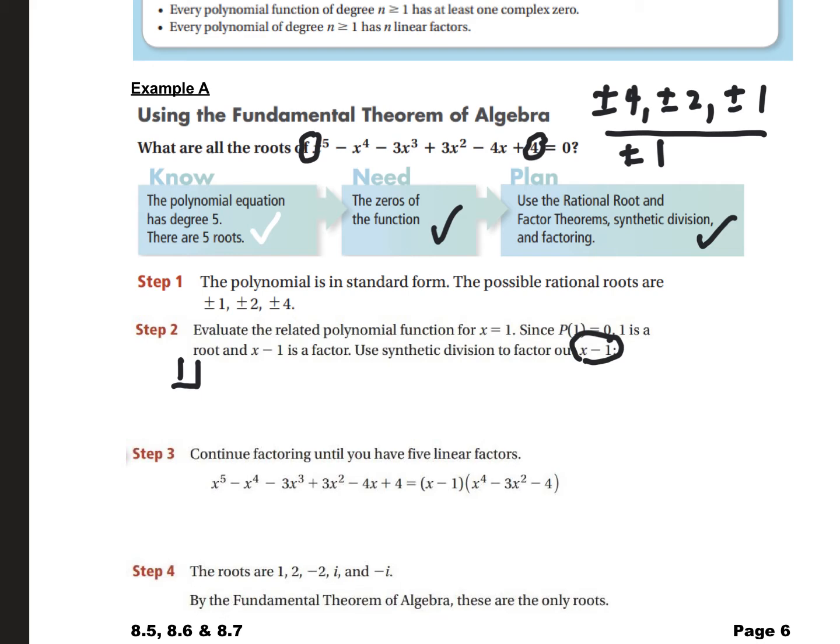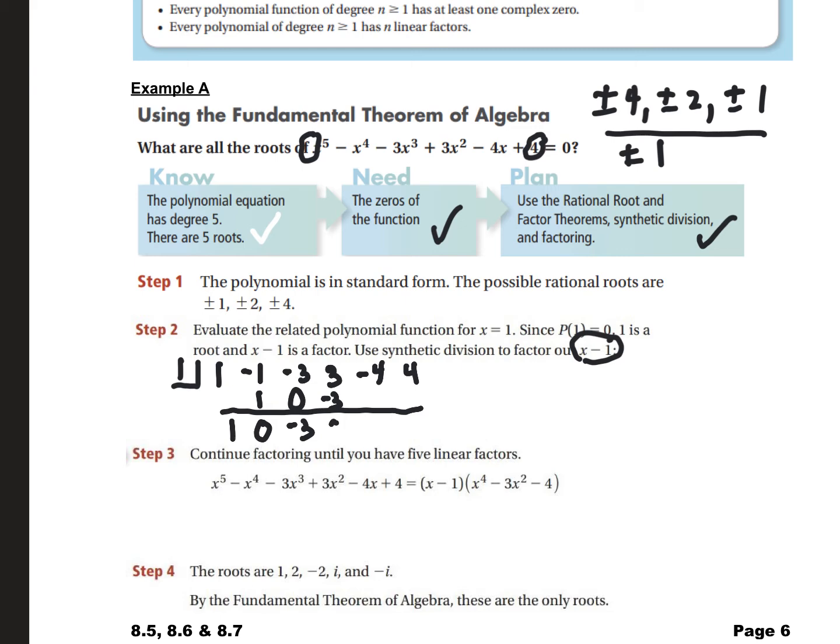How do we know if x minus 1 is a factor? We're going to use synthetic division. We have 1, negative 1, negative 3, 3, negative 4, and 4. We're going to drop the 1. 1 times 1 is 1. Negative 1 plus 1 is 0. 1 times 0 is 0. Negative 3 plus 0 is negative 3. 1 times negative 3 is negative 3.